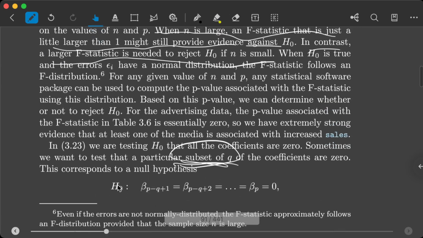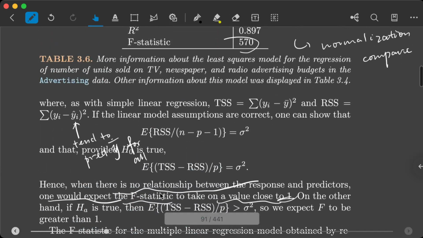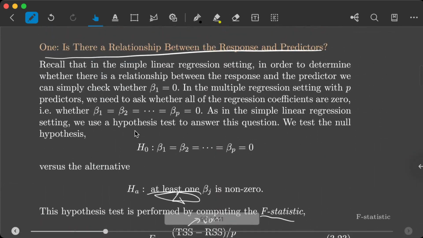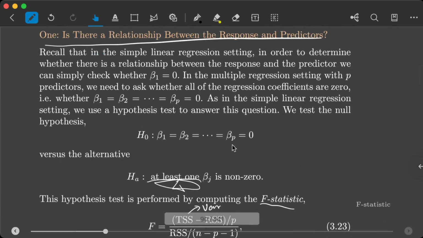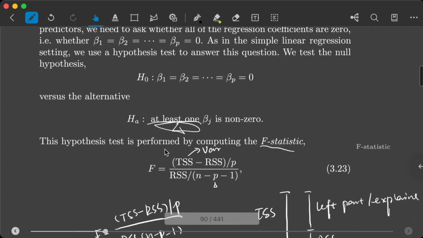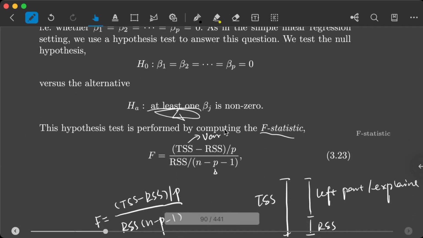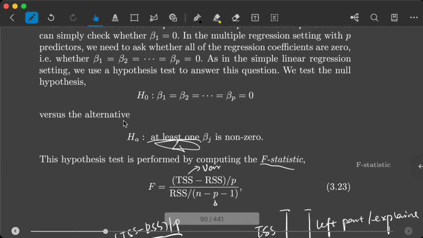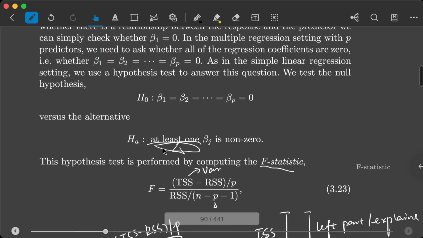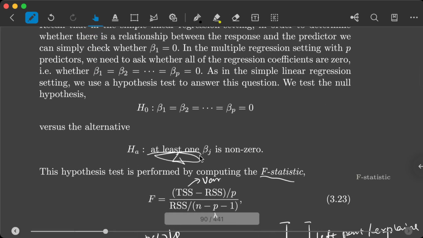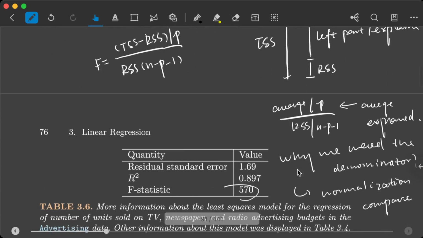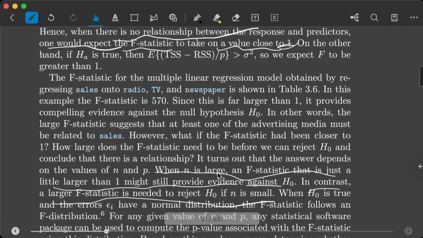And this is how we can use F statistics to judge the null hypothesis, that each predictor is not useful. If its value is very large, we can reject the null hypothesis. Then we can say that at least one predictor is useful for us to estimate y.